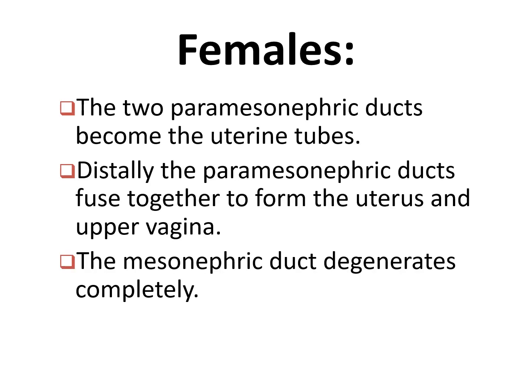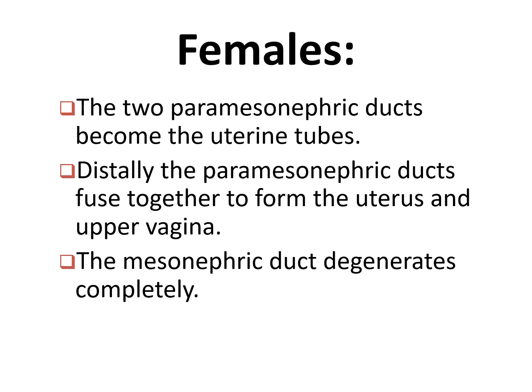Okay, let us see what happens in the female for the mesonephric and the paramesonephric duct. The two paramesonephric ducts become the uterine tube, and the distal part of them fuse together to form the uterus and the upper vagina, and the mesonephric duct degenerates completely. So in females, which duct persists? It is the Mullerian duct or the paramesonephric duct, while the mesonephric disappears.